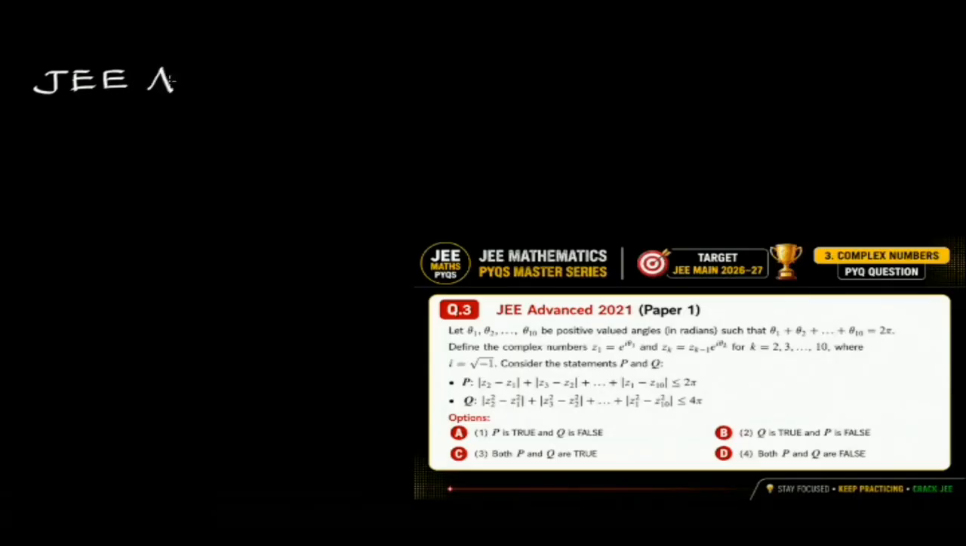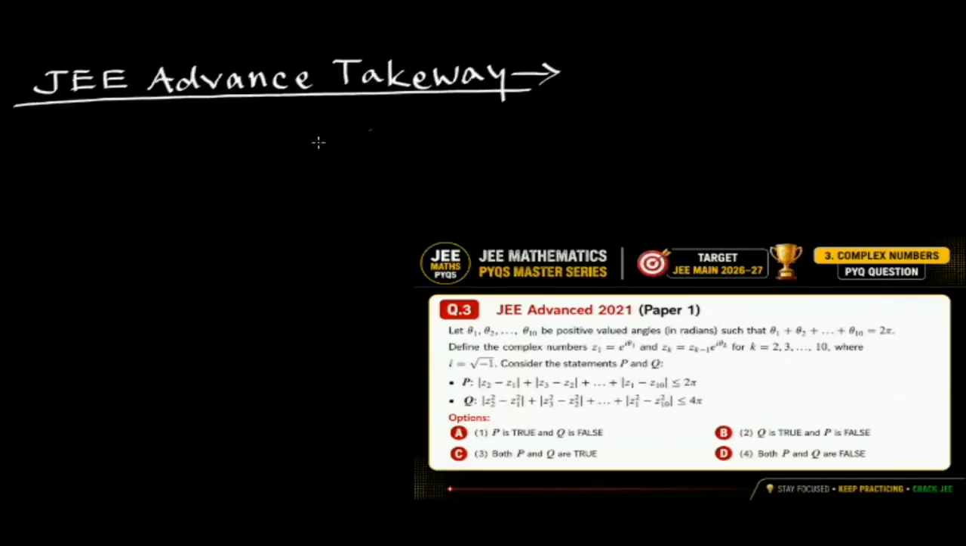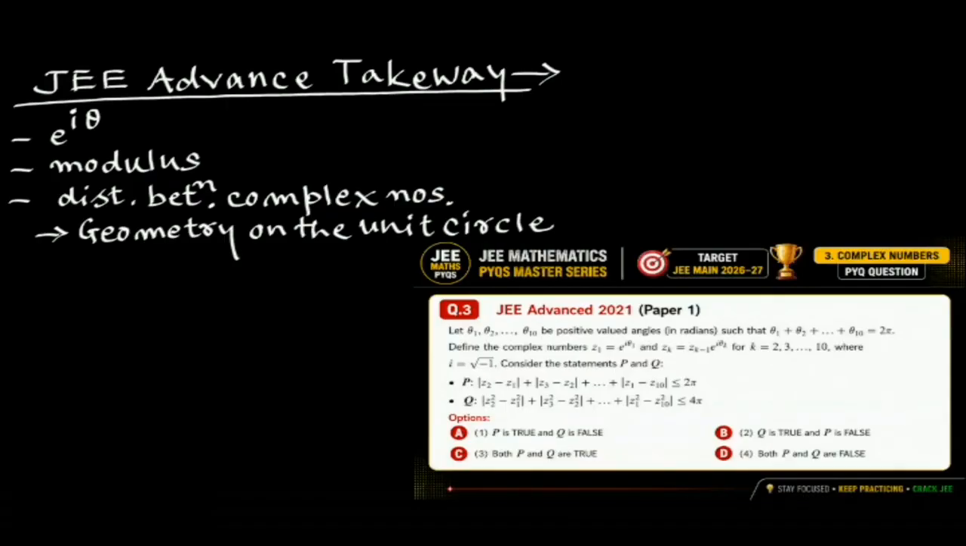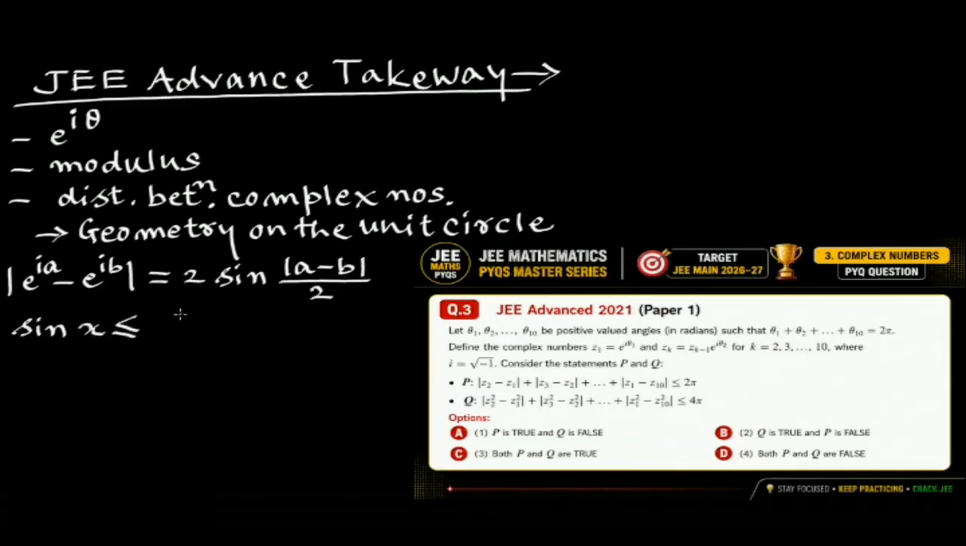JEE Advanced takeaway: whenever you see exponential form e^(i theta), modulus, or distance between complex numbers, immediately convert the problem into geometry on the unit circle. Then remember these two powerful identities: mod e^(ia) minus e^(ib) equals 2 sin of mod a minus b upon 2, and sin x less than or equal to x. Together they solve many advanced level questions elegantly.